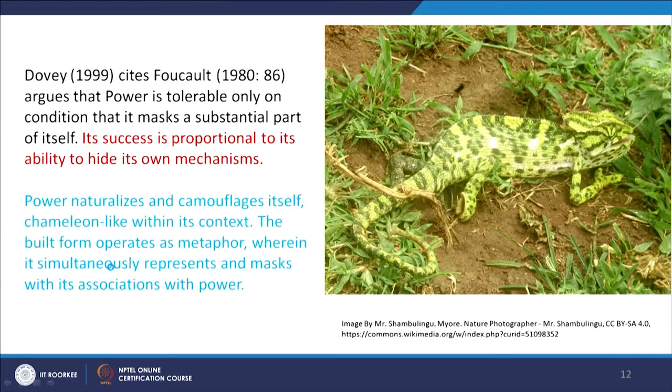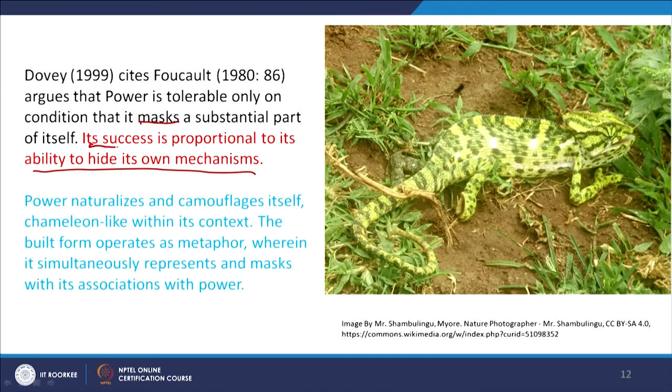And this is where Dovey brings in Foucault, how power is tolerable only on a condition that it masks a substantial part of itself. So the important component here is that its success is proportional to its ability to hide its own mechanisms. The authority might have certain ideologies or ideas behind it, but it is hiding its own problems, its own mechanisms. That's what Foucault talks about: its success is proportional to its ability to hide its own mechanisms. So here he refers to ability.